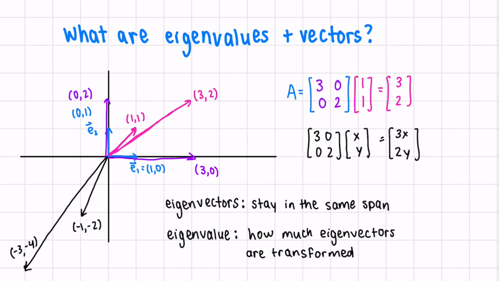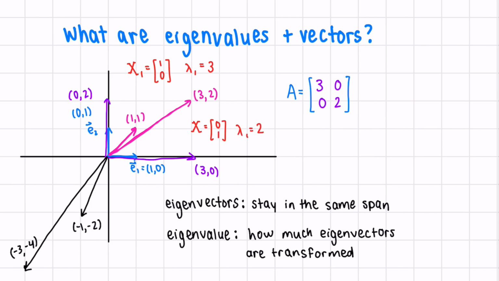Let's identify the eigenvectors and eigenvalues of this transformation. Our first eigenvector is 1, 0, and its eigenvalue, how much it was scaled by, is 3. The second eigenvector is 0, 1, and its eigenvalue is 2. So in this case, if we're trying to find A equals PDP inverse, P is our eigenvectors, and D has the eigenvalues along the diagonal in the same order.